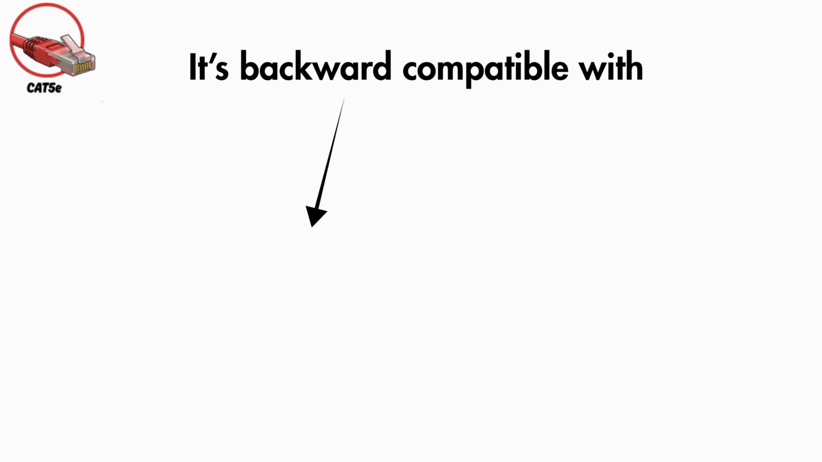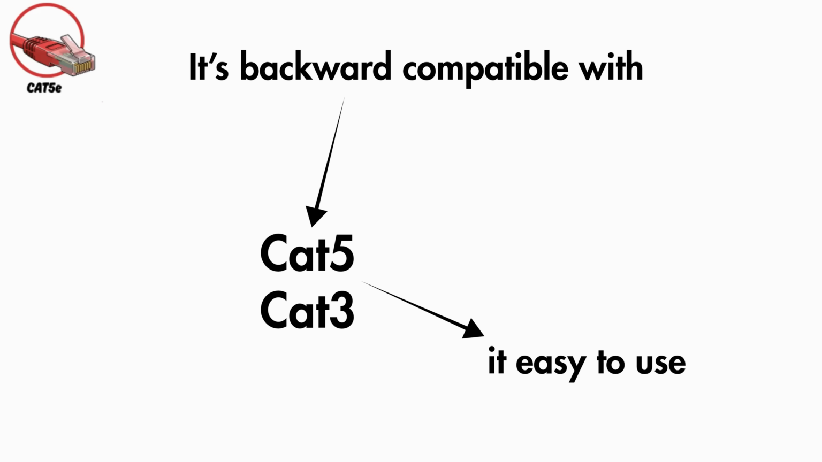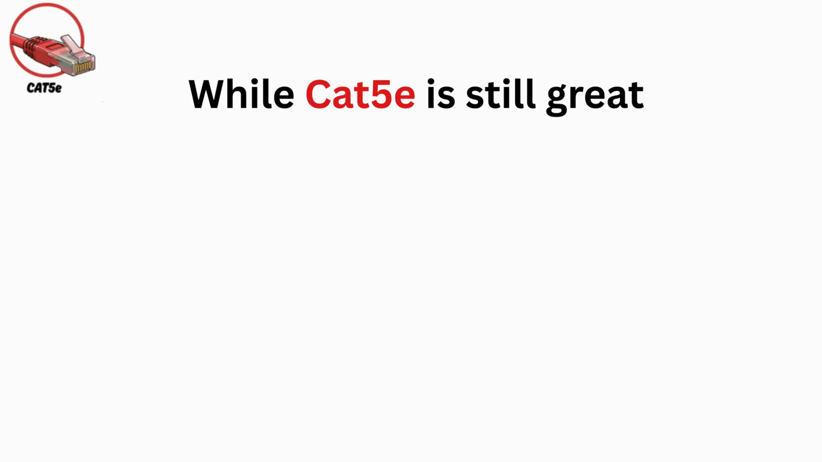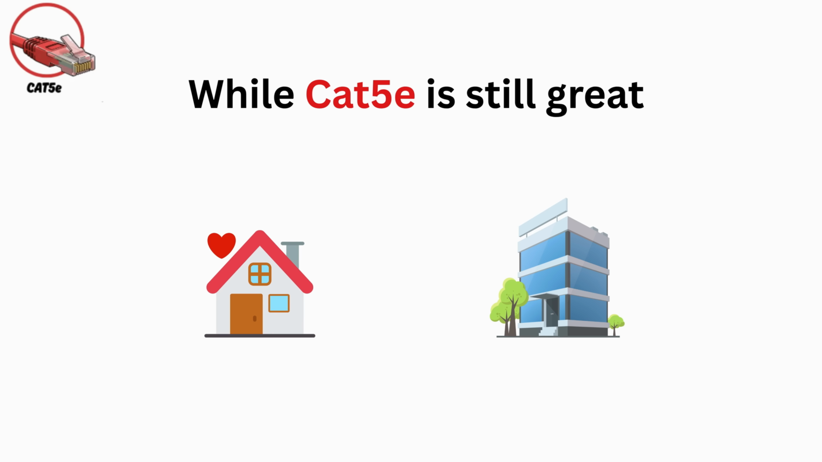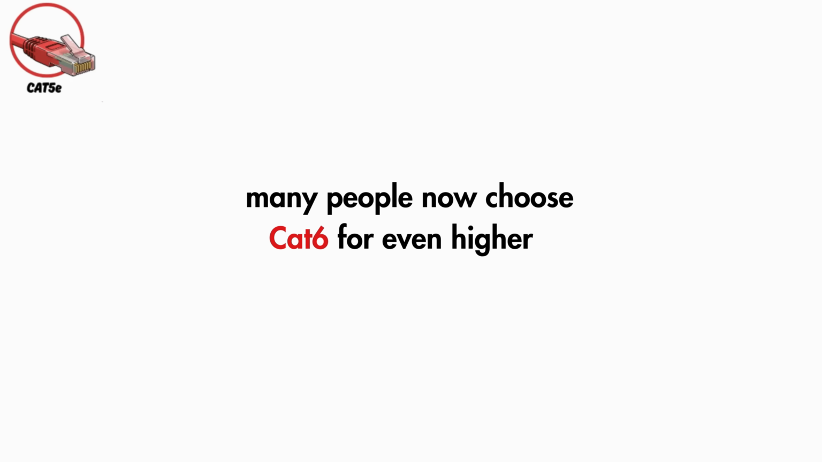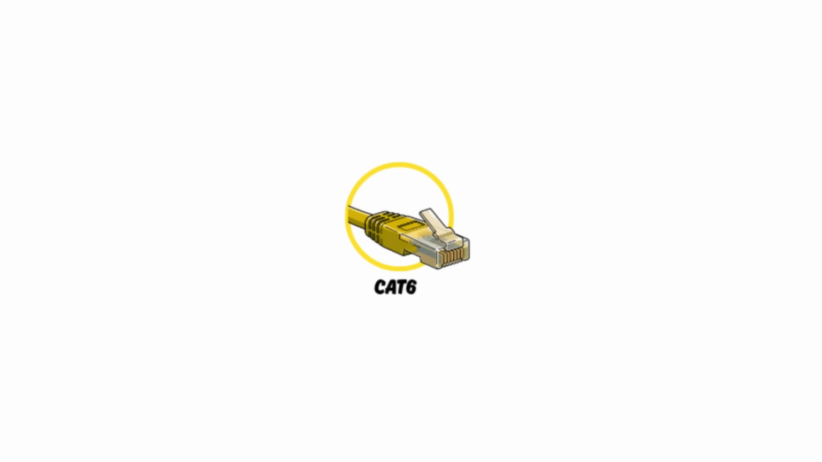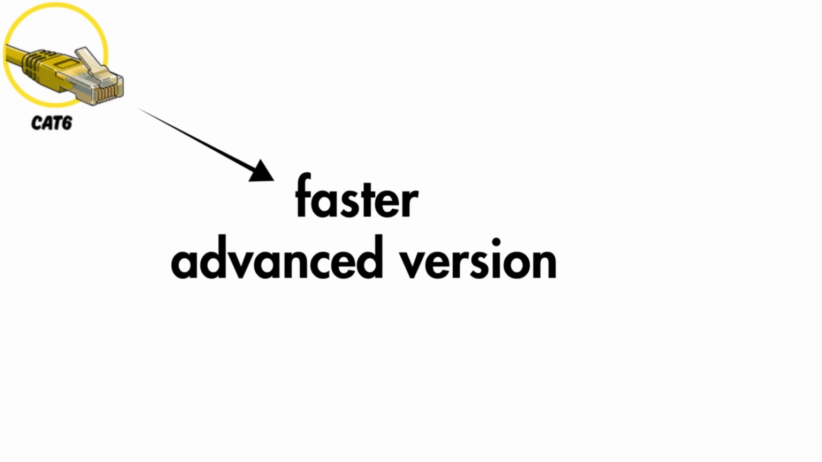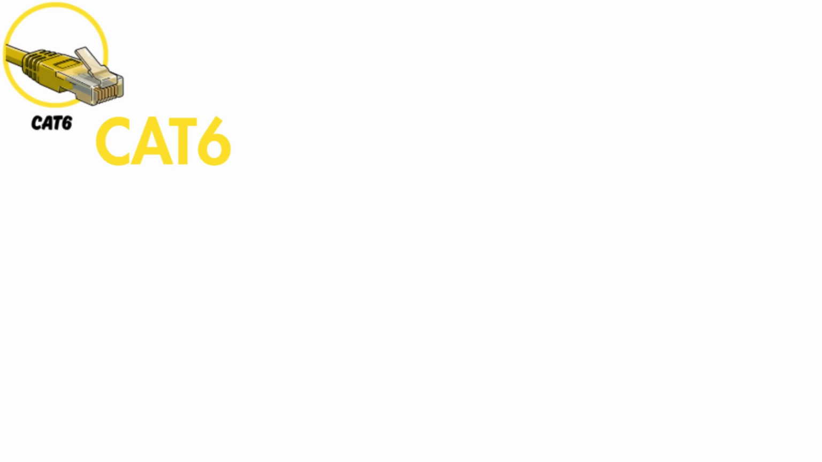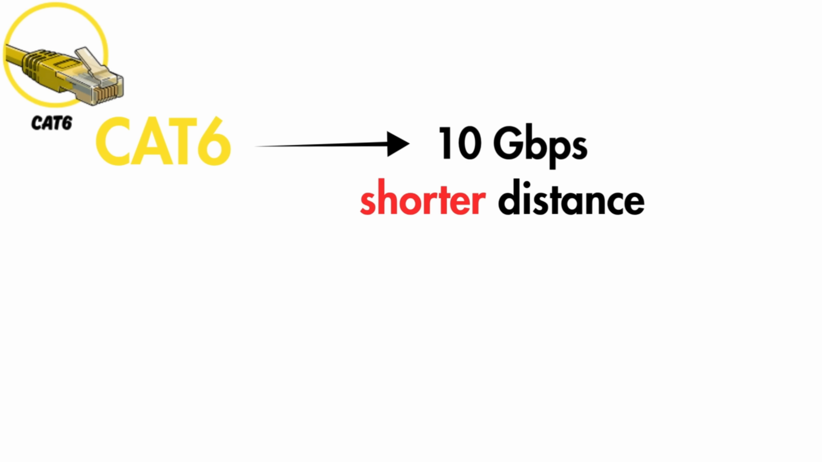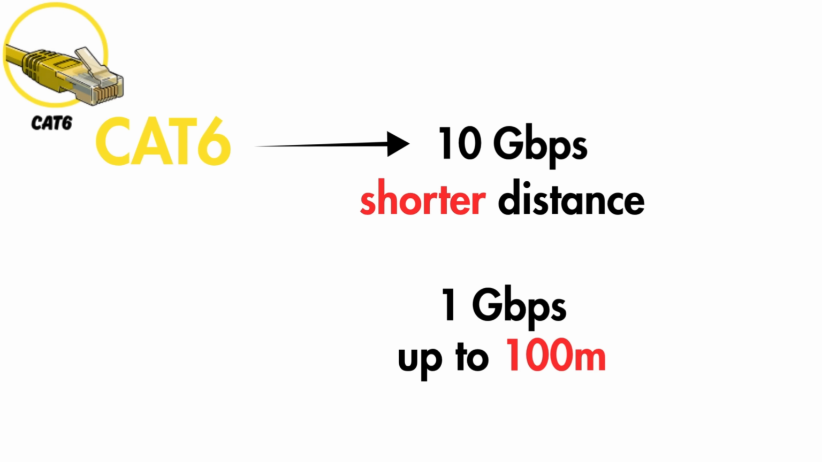It's backward compatible with older Cat 5 and Cat 3 equipment, making it easy to use in older installations. While Cat 5e is still great for most home and small office networks, many people now choose Cat 6 for even higher performance. Cat 6 is a faster and more advanced version of Cat 5e, offering speeds up to 10 gigabits on shorter distances and 1 gigabit up to 100 meters.